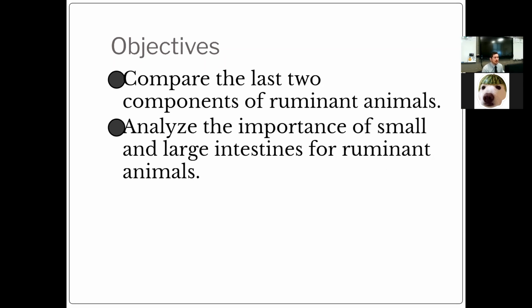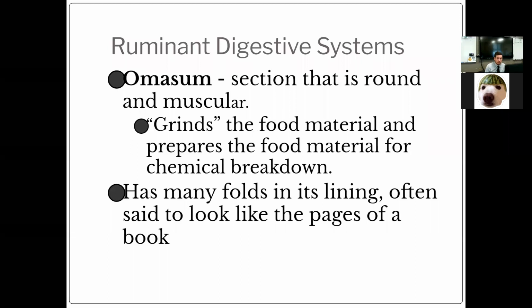So our objectives for today are to compare the last 2 components of ruminant animals, the omasum and the abomasum, which are the last two components, and then analyze the importance of the small and large intestines for ruminant animals. So we're going to get started.